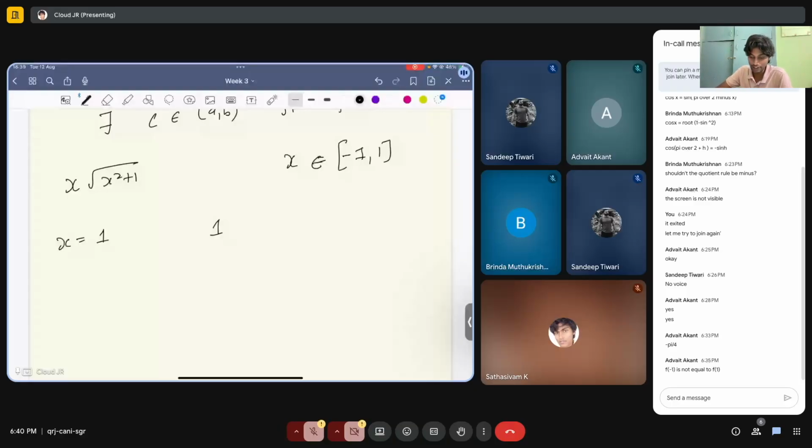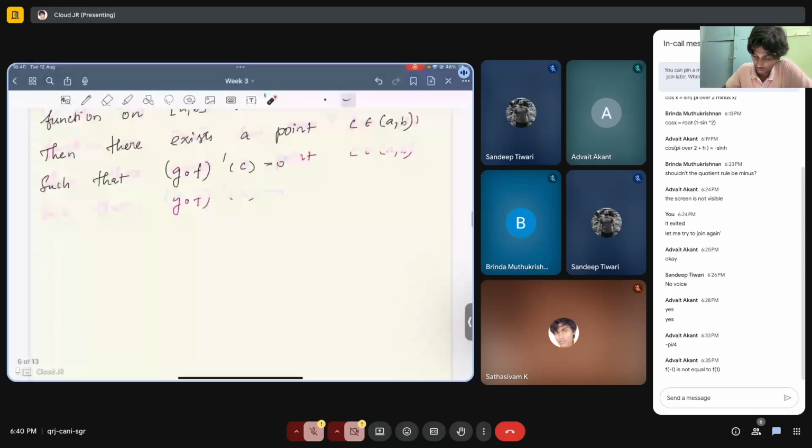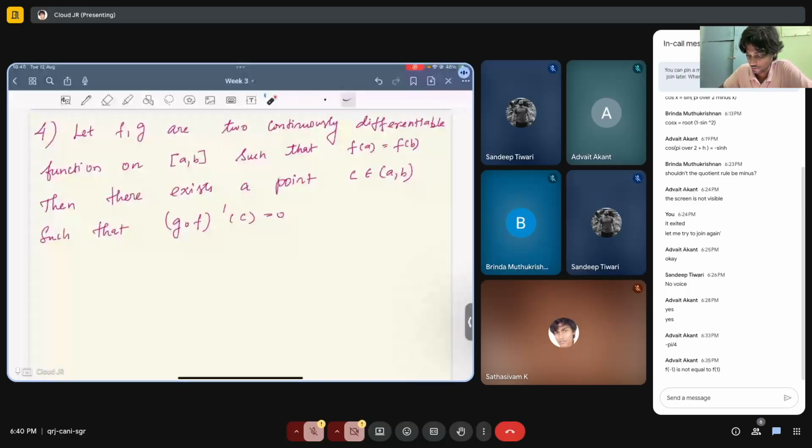This is a little bit interesting. We might come back to some Rolle's theorem problems, but we will do some a little bit differently. Now we have two functions f and g, both continuously differentiable on the closed interval [a, b], such that at the endpoints f of a is equal to f of b. Now the question is, does there exist a point c such that the derivative of the composition g compose f is 0? What do you think?